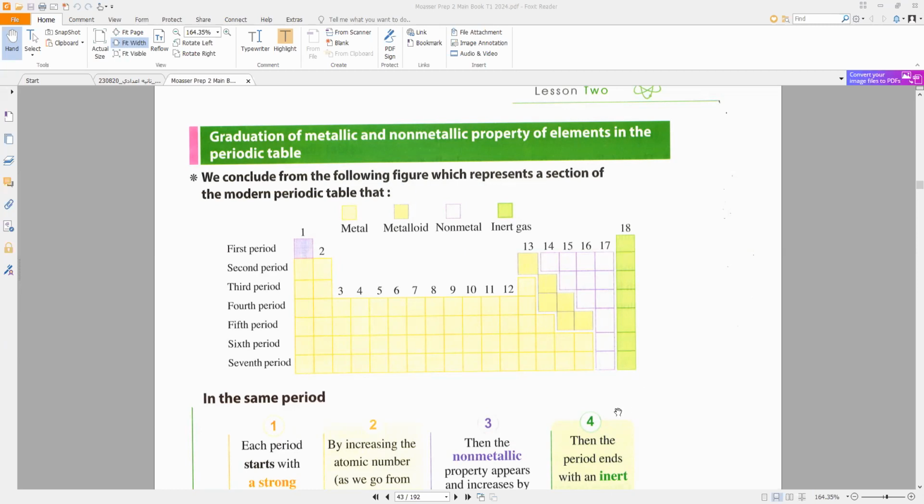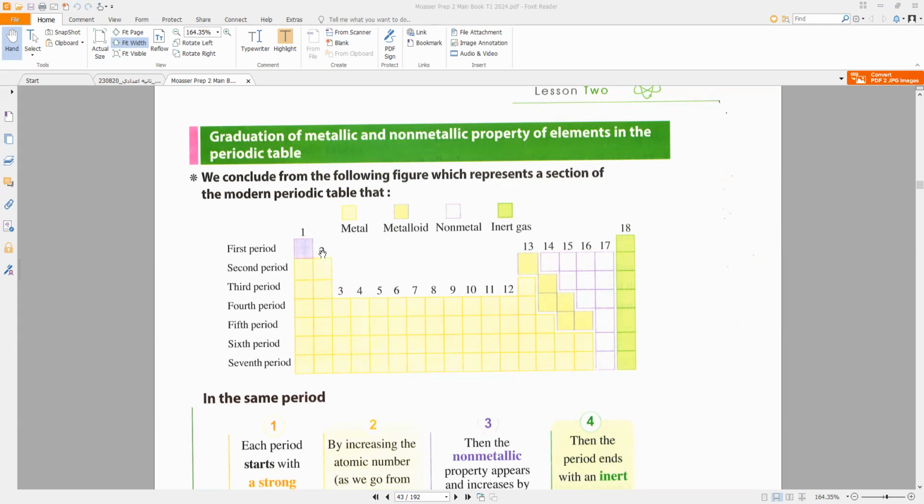Miss Isra with you. Today, we will complete the second lesson, graduation of the elements properties in the modern periodic table. In this lesson, we study the graduation of element properties. What happened to the element property in the modern periodic table? We talk about three properties. First one is the atomic size. The second property is the electronegativity. And the third property that we will talk about today is metallic and non-metallic properties.